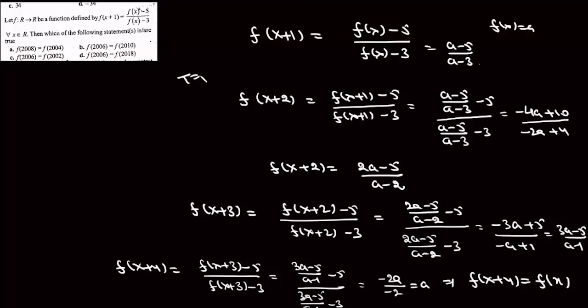That is, this function f(x) is periodic with period 4. Any two values which differ by 4 will have the same value of f(x). So in that case, f(2008) will be same as f(2004), f(2006) will be same as f(2010), f(2006) will be same as f(2002), and f(2006) will be same as f(2018) because 6 plus 12 is 18. So all the 4 options are correct.